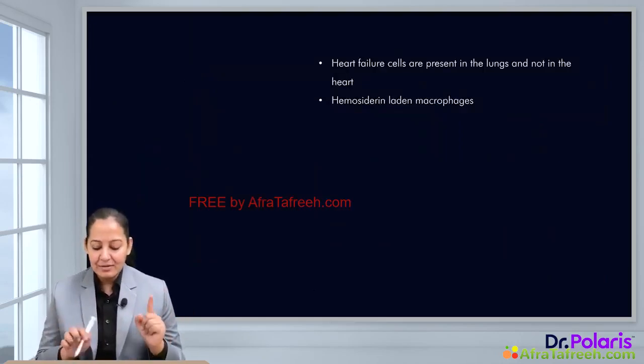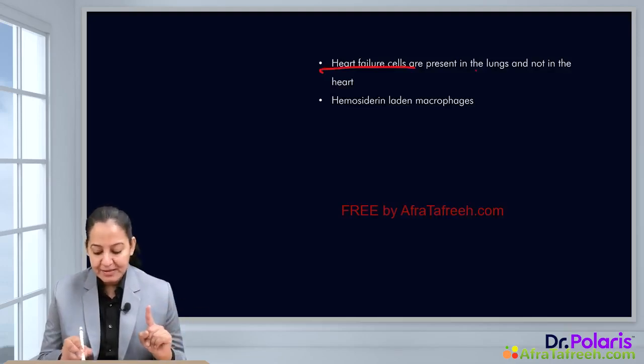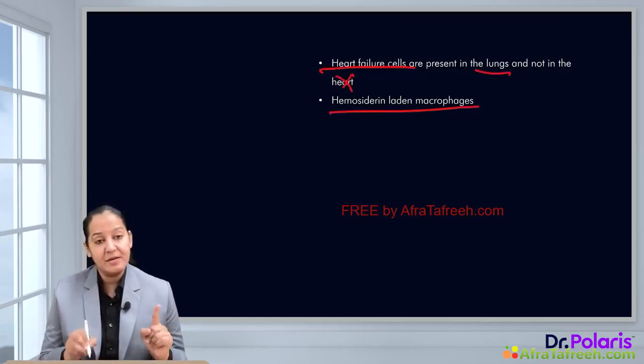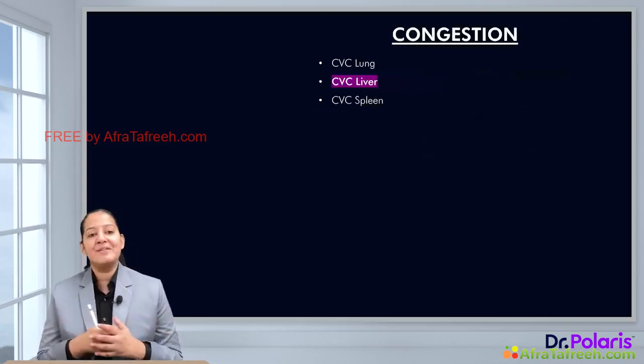Now let's start. Heart failure cells are a misnomer. They are not present in the heart. They are present in the lung, not in the heart, and these are hemosiderin laden macrophages. We have understood it. So that is the diagram we have understood. Let's start the next, CVC liver.